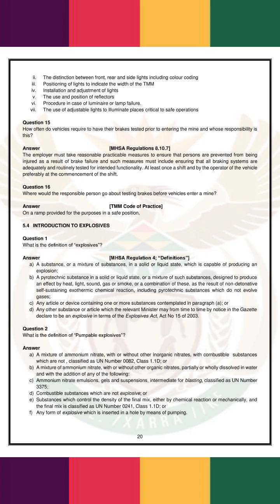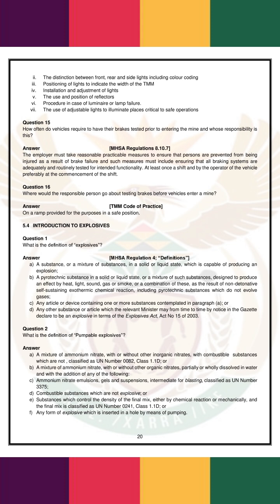A. A mixture of ammonium nitrate, with or without other inorganic nitrates, with combustible substances which are not classified as UN number 0082, class 1.1D. B. A mixture of ammonium nitrate, with or without other organic nitrates, partially or wholly dissolved in water, and with the addition of any of the following.